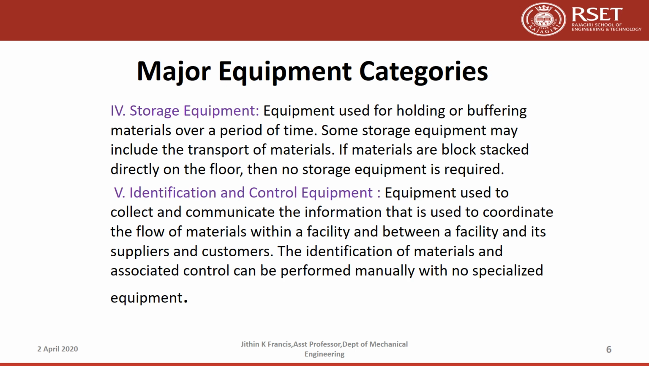Now the next category is identification and control equipment. Equipment used to collect and communicate the information that is used to coordinate the flow of materials within a facility and between a facility and its suppliers and customers. The identification of materials and associated control can be performed manually with no specialized equipment. Sometimes you require to track your inventory control where the material is being flowed. So there are some methods to track them and to identify them. Such equipments are called identification and control equipments.